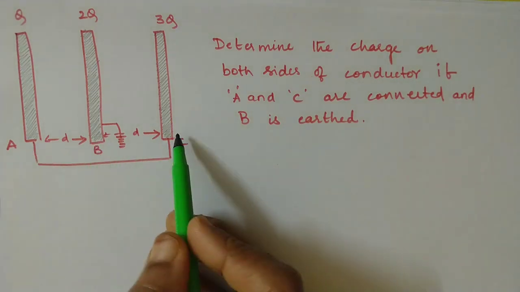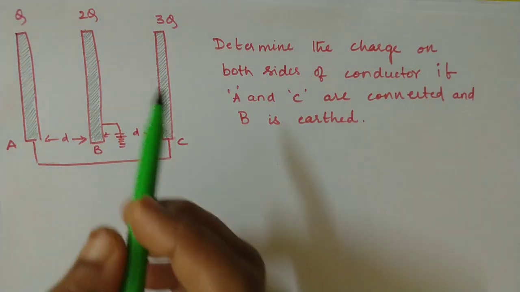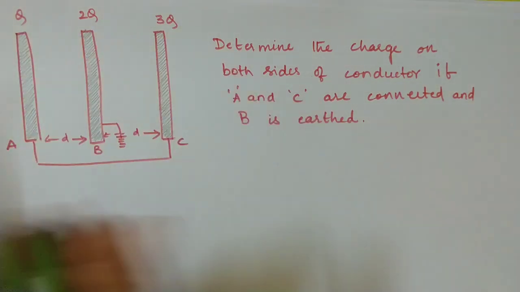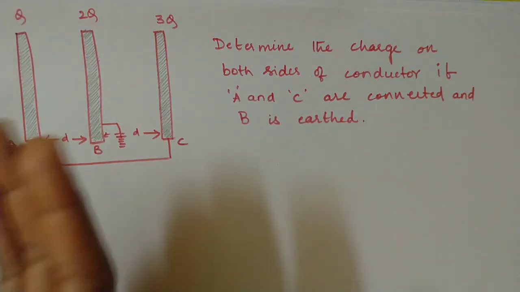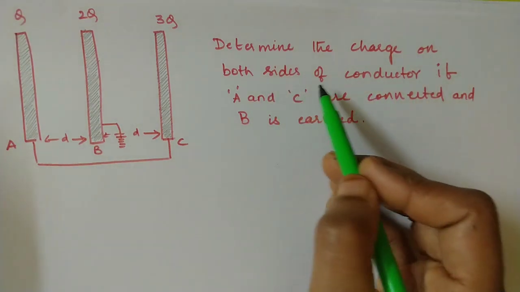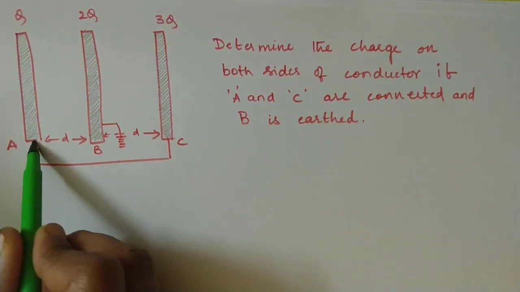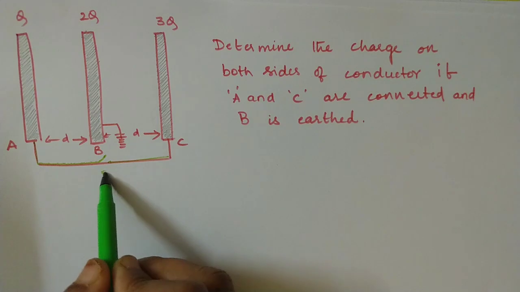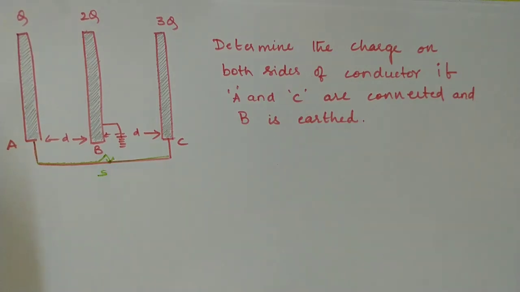Again, I am giving you the same 3 conductors. So in all my examples, I took Q, 2Q and 3Q. So you can change the values according to the question and solve. Answers will come according to the question. See, here what we are doing is determine the charges on either sides of the conductor if A and C are connected by a switch. Suppose there is a switch here and we are going to connect them.